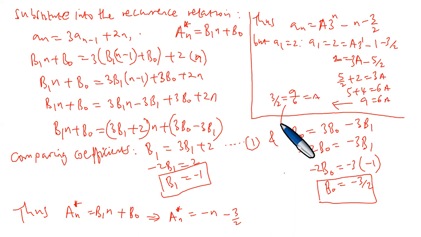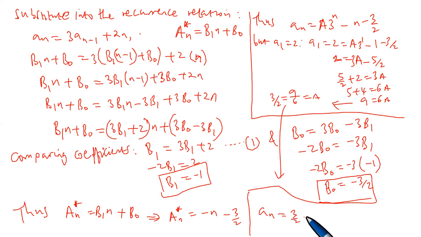Okay, getting 3 out of 2 means therefore we can write the final answer in the little block here. What is the final answer? Okay, we just plug in the A there. So which means that A sub n is 3 over 2 times 3 to the power n minus 3 over 2. Okay, with that said, you can test this solution and see what you're getting.